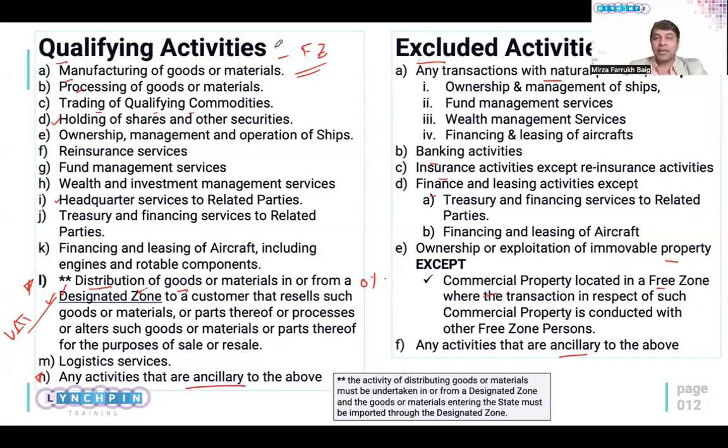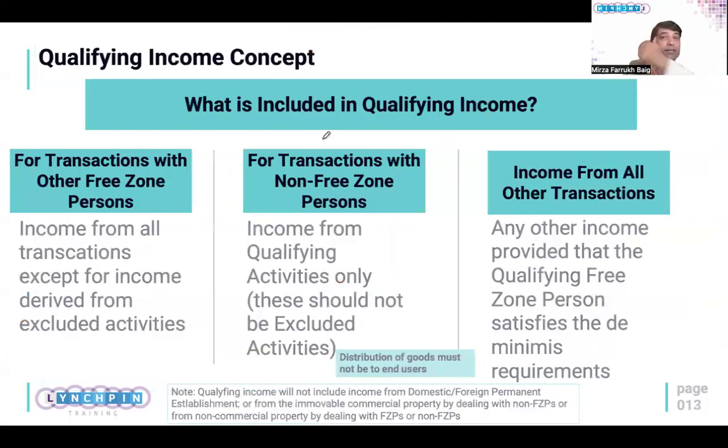So once I have segregated the qualifying activities and excluded activities, what I'll do now is see who my customers are. This is important: whom I'm selling to, whom I'm dealing with. If I am conducting transactions with other free zone persons, then income from all transactions except for excluded activities would be considered my qualifying income. So very important to understand.